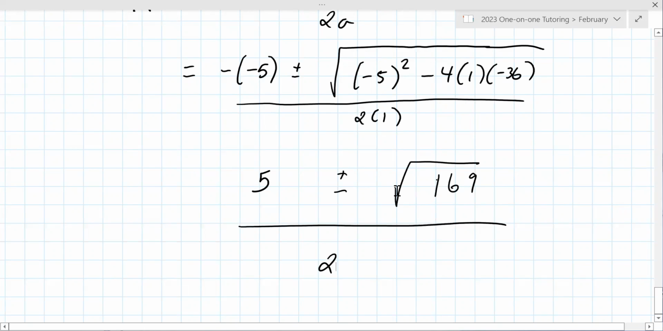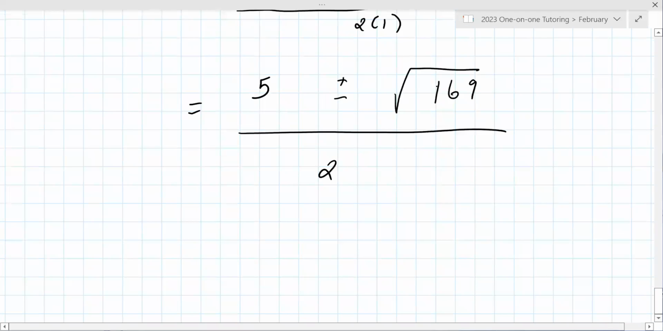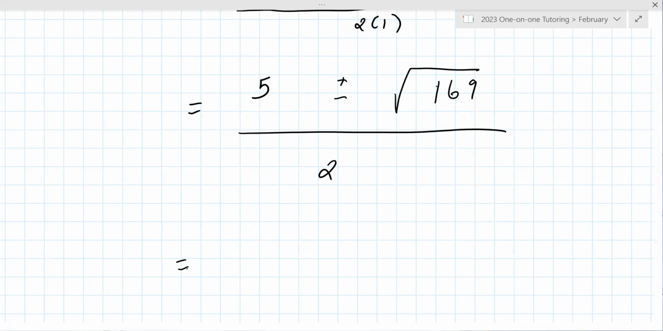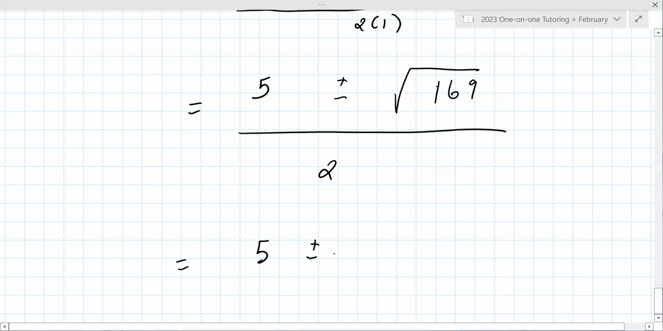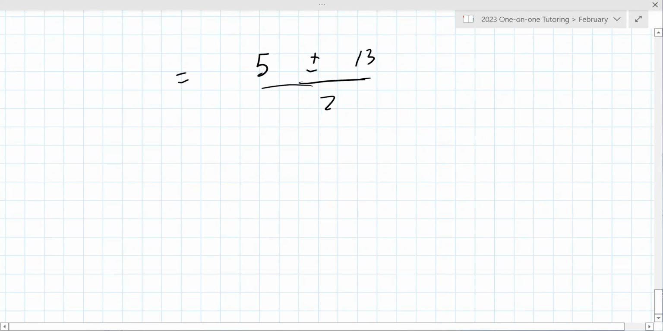So again, when you get down to the square root part, you have to be able to reduce that. This one's nice, friendly, it works out nice. What's the square root of 169? 13. Okay, so this is 5 plus or minus 13 over 2. And it becomes two cases. Can you separate those two cases for us and let me know what you come up with?